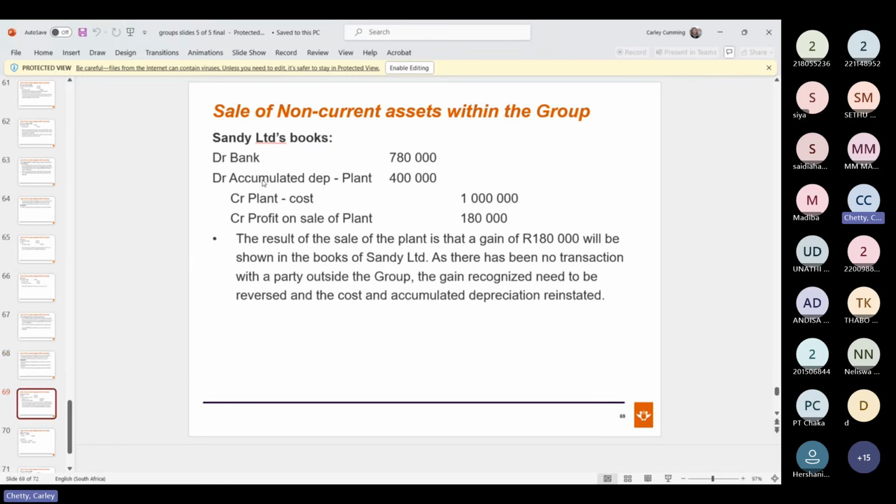So in Sandy's separate financial statements, we're recording the sale. Sandy received 780,000, so we are debiting bank 780,000. Sandy is debiting accumulated depreciation plant with 400,000. They are reversing all the accumulated depreciation relating to this plant. They are crediting plant costs with 1 million. That is the original purchase price of the asset. They are reversing it in the books to show that they sold the asset. They are crediting profit on sale of plant. They had a profit of 180,000 rand. So the result of the sale of the plant is that a profit of 180,000 will be shown in the separate books of Sandy.